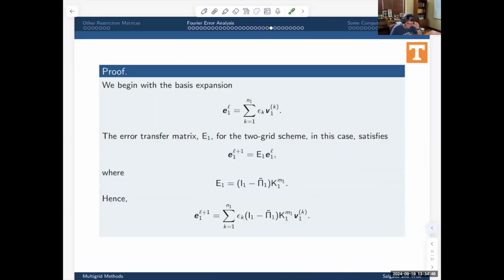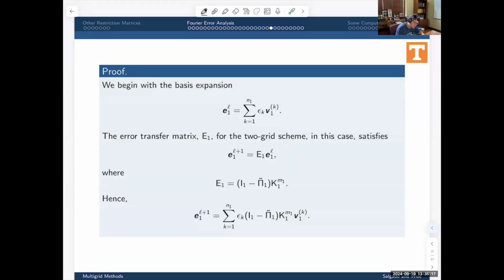So how can we prove this? The proof is going to be based on an eigenfunction or eigenvector expansion. So let's expand the iteration level L error. This means error at iteration L on the one grid, or on the fine grid. And I'm going to expand that in a basis of eigenvectors for the stiffness matrix, V1K.